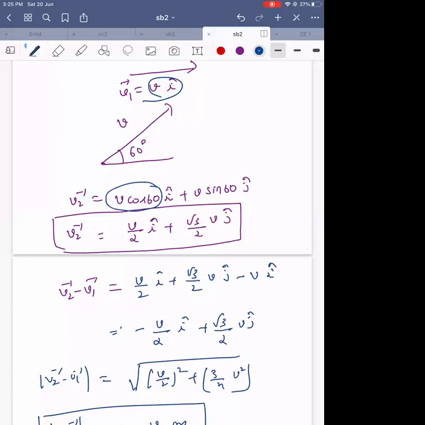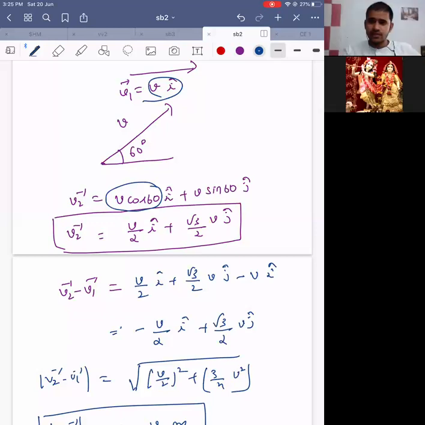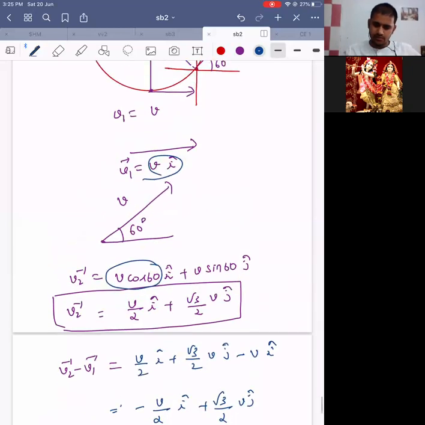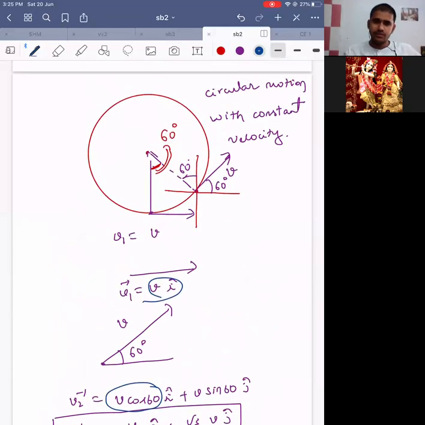Okay, madam. Sir, should we always show the answer in magnitudes? No, need not be. If they're asking for magnitude alone, you need to write in magnitude form. If they're asking for a vector form, you need to write in a vector form.